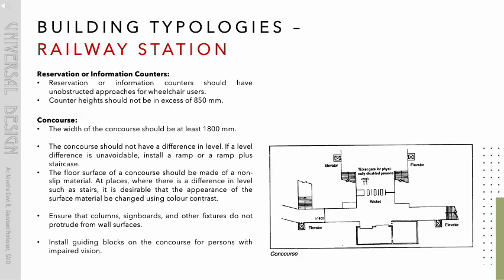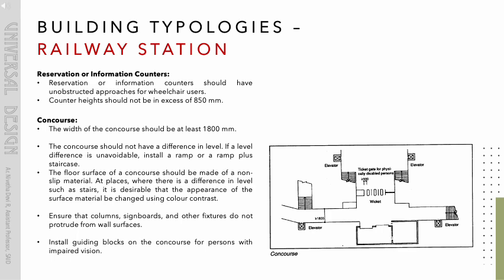Reservation or information counters. Reservation or information counters should have unobstructed approaches for wheelchair users. Counter heights should not be in excess of 850 mm. Concourse. The width of the concourse should be at least 1800 mm. The concourse should not have a difference in level. If a level difference is unavoidable, install a ramp or a ramp plus staircase.